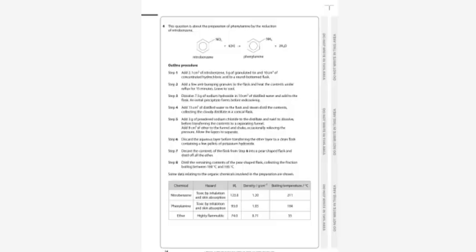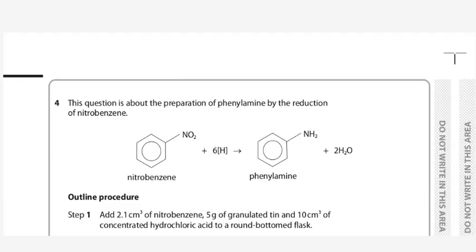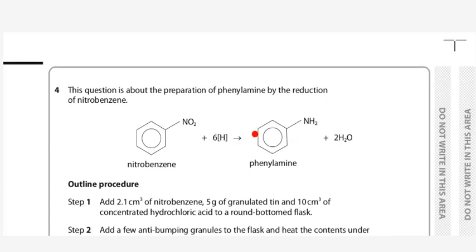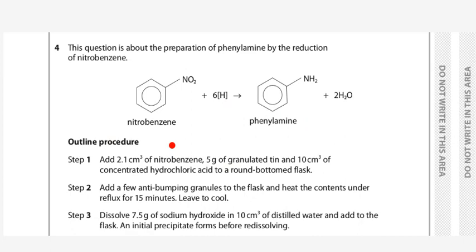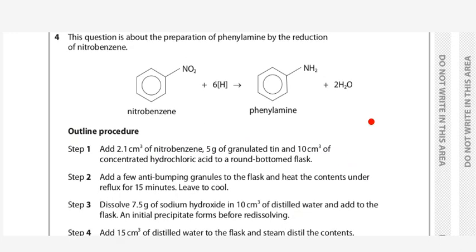It is a long question paper. There's only one more question here. This question is about the preparation of phenylamine by the reduction of nitrobenzene. Add 2.1 cm cube of nitrobenzene, 5 grams of granulated tin, and 10 cm cube of conc hydrochloric acid to a round bottom flask. Add a few anti-bumping granules to the flask and heat the contents under reflux for 15 minutes.